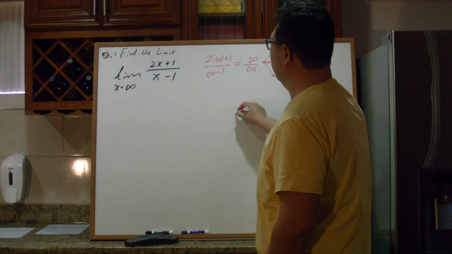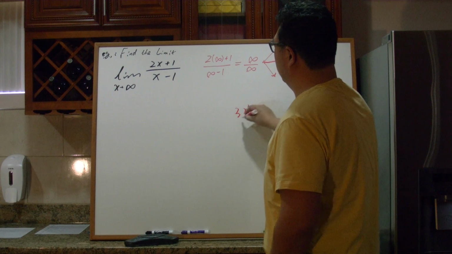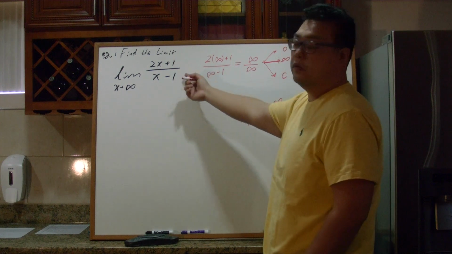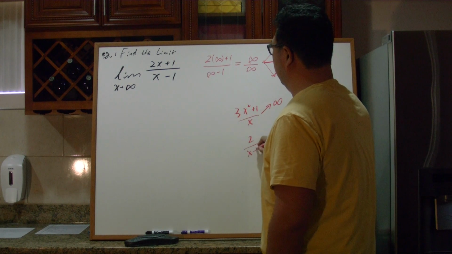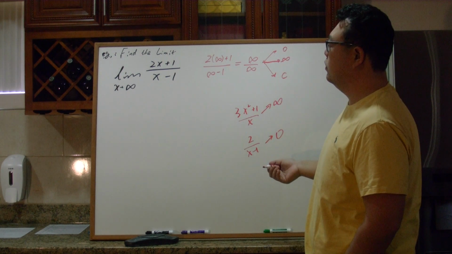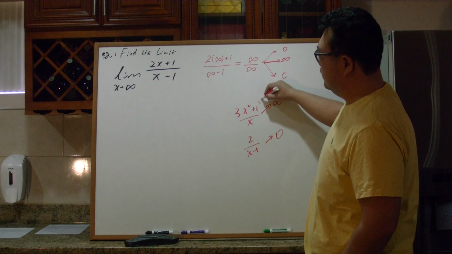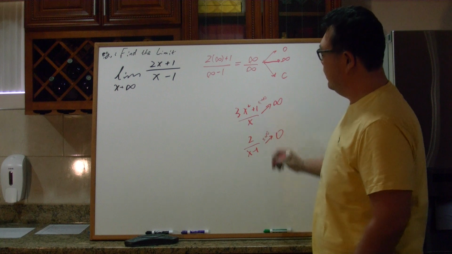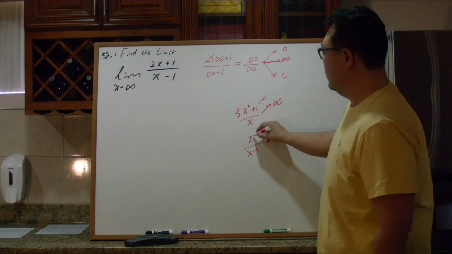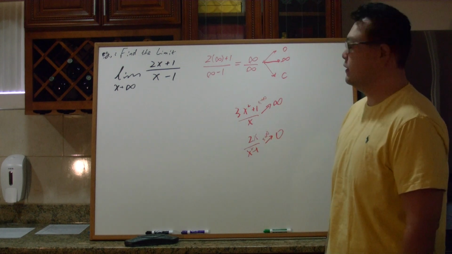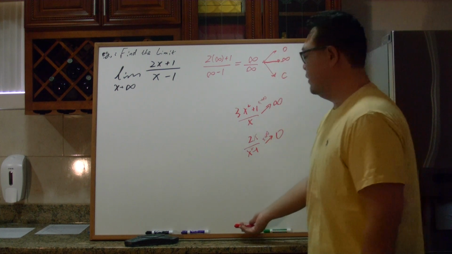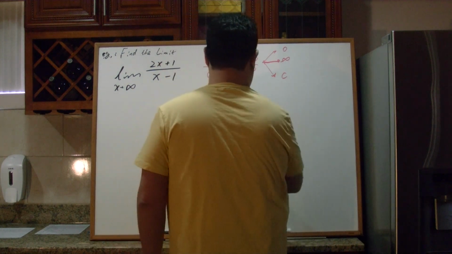For example, if we have 3x squared plus 1 over x, that will yield infinity. If we have this one, that will yield 2. If we have 2 over x minus 1, that will yield 0. Right? That's the knowledge we know from pre-calculus as x approaches infinity, of course, the end behavior. All of them are infinity over infinity. Now it is infinity over infinity, and it can lead to 3 different results, which is called an indeterminate form.